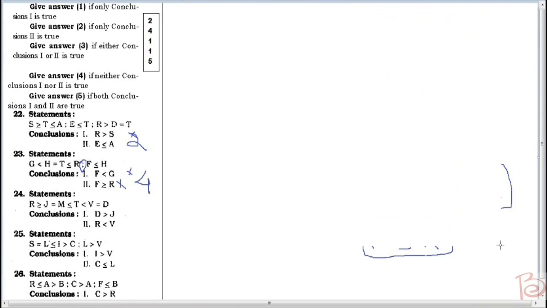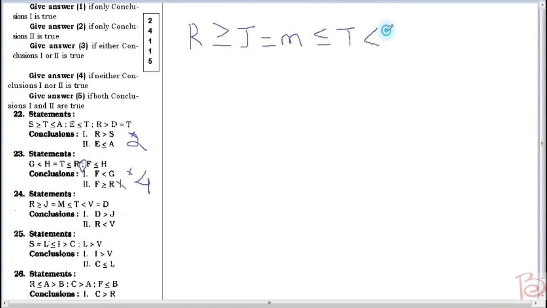Okay, so it is very simple, but the problem is we have to understand the concept. If the concept is clear, we can solve 5 sums in less than 4 minutes. Okay, let's go for the third sum. In the third sum, there is no break, so they have given a single statement. Okay, so I'm going to write it as R greater than or equal to J, that is equal to M less than or equal to T less than V, that is equal to D. Okay, this is the statement which they have given.